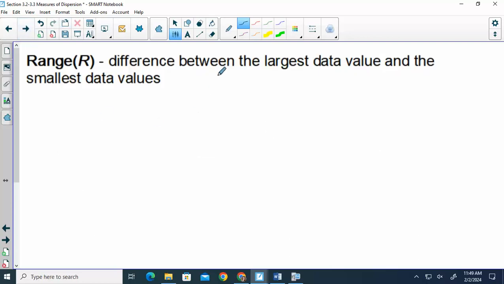Okay. So, one way we could look at how spread out the data is, something you've probably done before, is the range. It's just your difference between the largest and smallest values. This is on your formula sheet that you get, just in case you ever forget. Third bullet down, range is largest data value minus smallest data value. So we can easily find that.